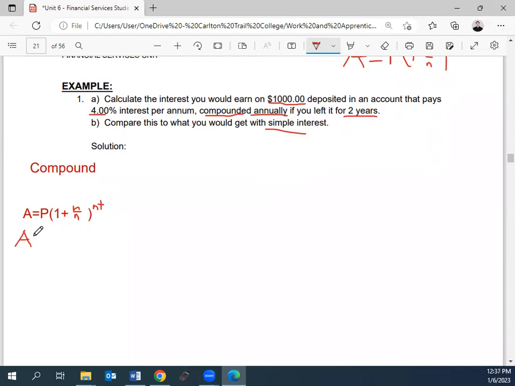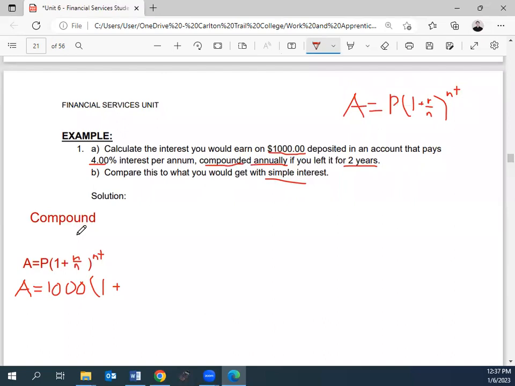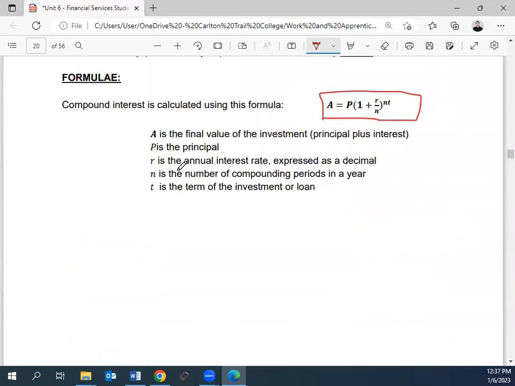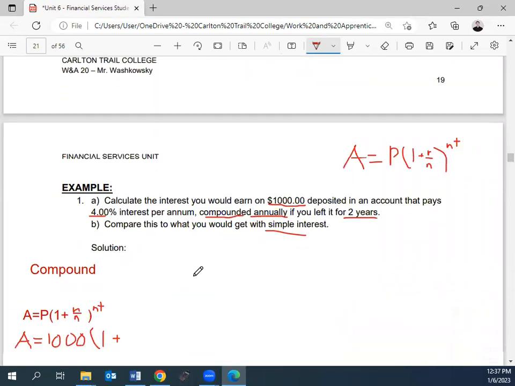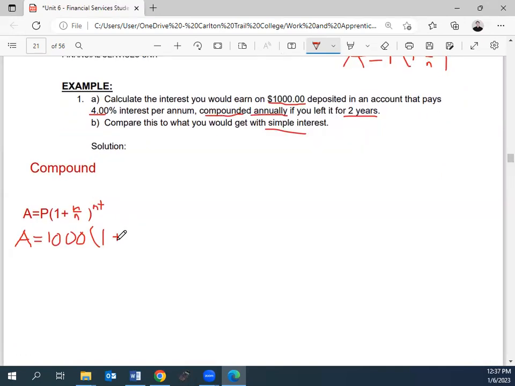You're on the right track. So A is equal to, my principal here was 1,000 times in a bracket, 1 plus R. Sorry, that's supposed to be an R. R, if you remember, was my annual interest rate expressed as a decimal. So 4% expressed as a decimal is 0.04.